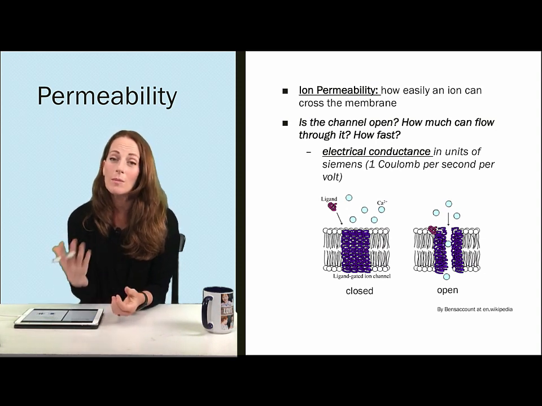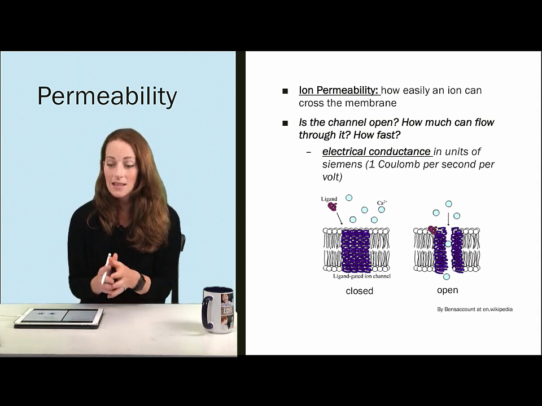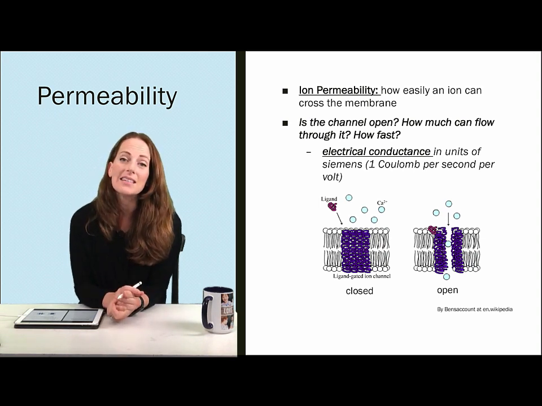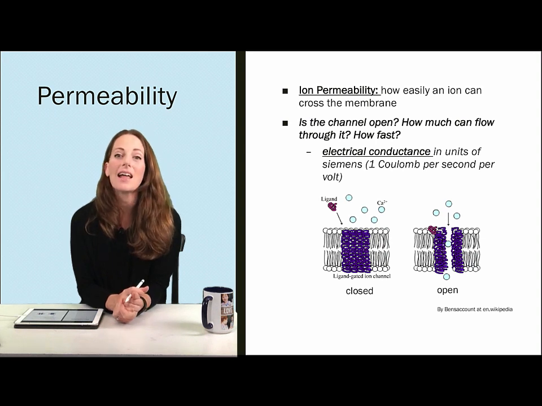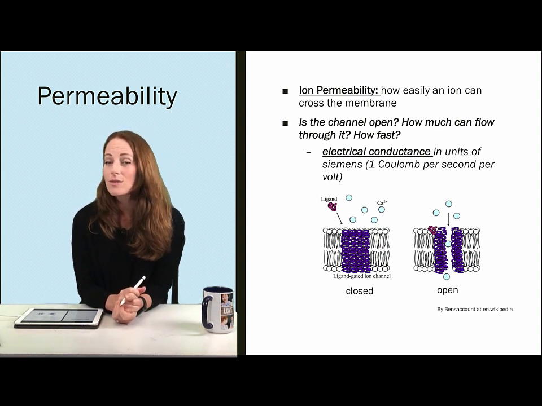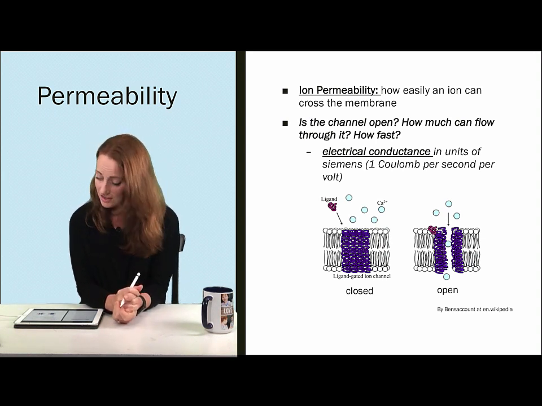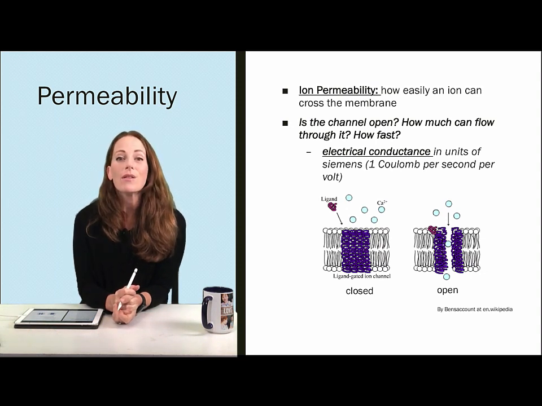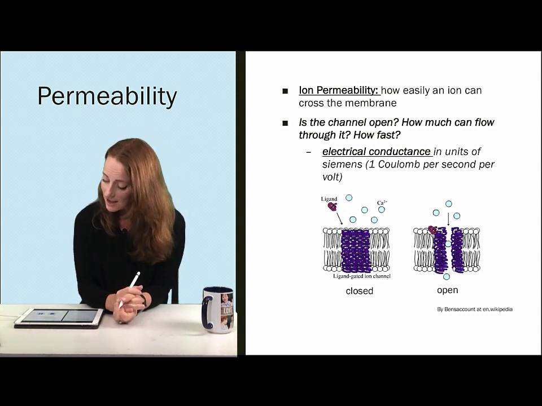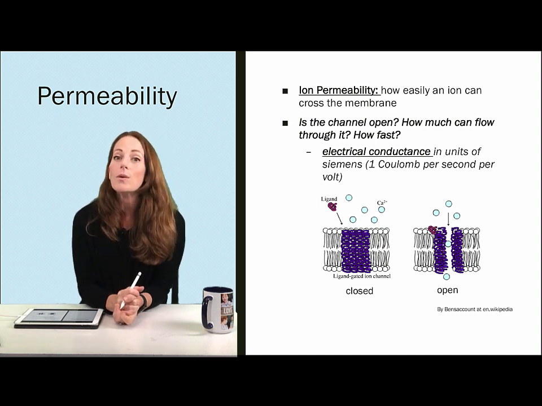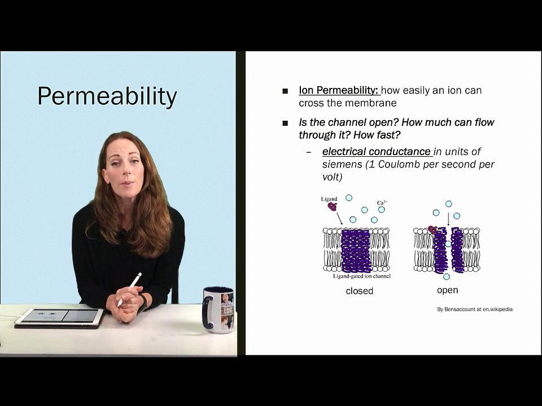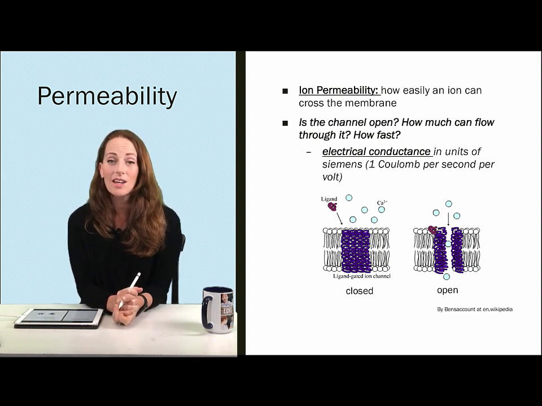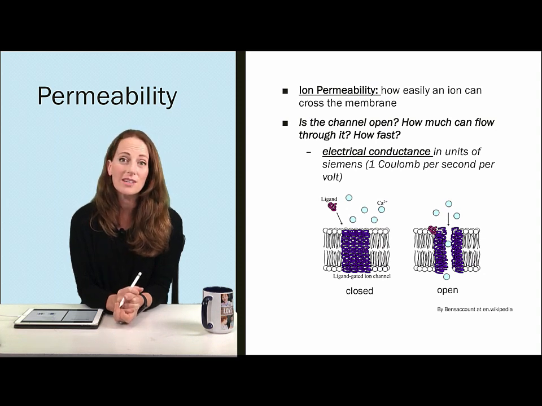So I've used the term permeability and conductance. Permeability is how easily an ion can cross the membrane, and that's measured in electrical conductance. Electrical conductance is essentially how much can flow through a channel at any given time. So it's given in coulombs per second per volt, or per voltage change in the membrane. That is how much can cross given a particular voltage change.